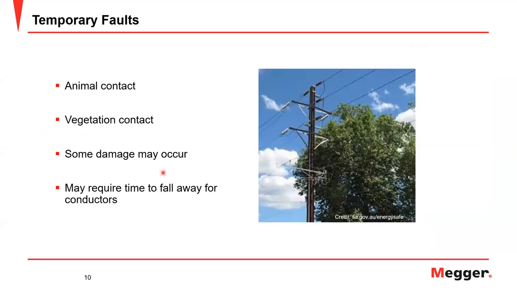A temporary fault is something a little bit longer to clear. Animal contact and vegetation contact are clear examples. However, either of these can become permanent depending on the situation. If an animal doesn't get blown clear, unfortunately that does happen, and it's still in contact with the power line, it may become a permanent fault.